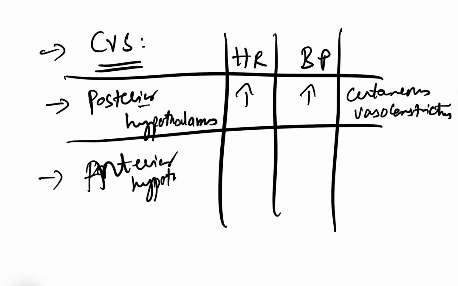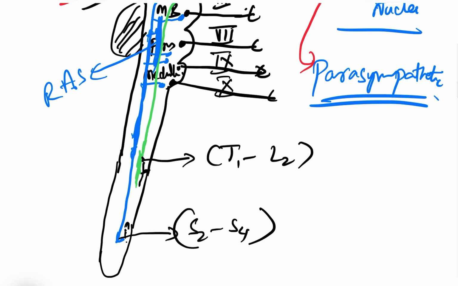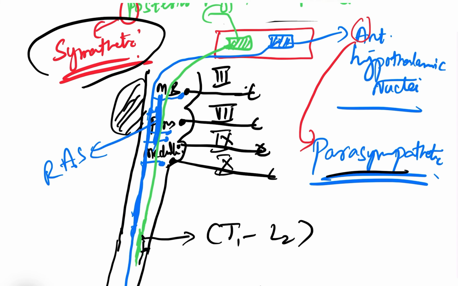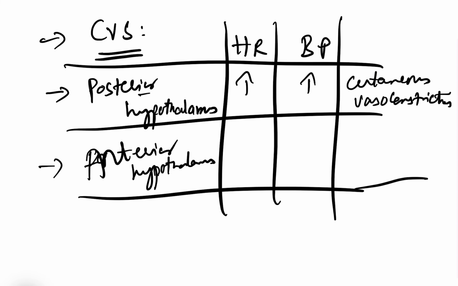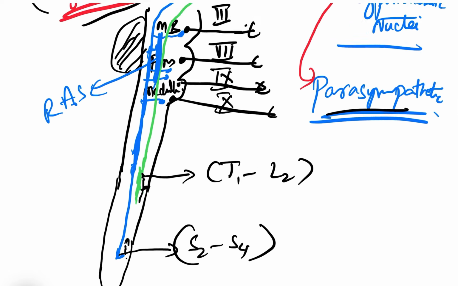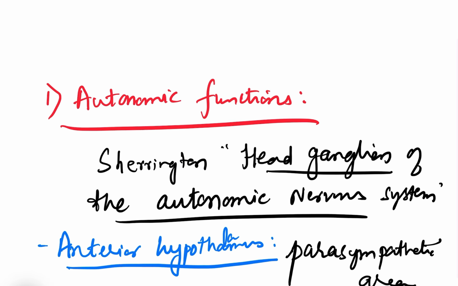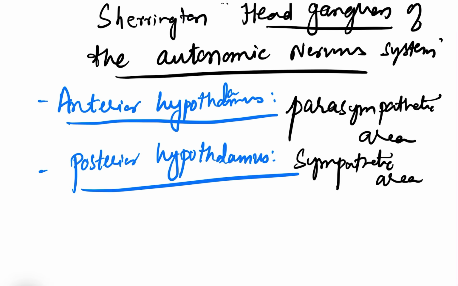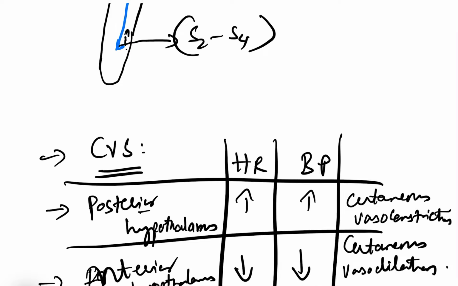Similarly, whenever the anterior part of the hypothalamus is stimulated, it will stimulate the parasympathetic nervous system. So it will decrease the heart rate, decrease the blood pressure, and we can see cutaneous vasodilation. That's why it is called the head ganglion of the autonomic nervous system. So it will control the autonomic activity of the heart.